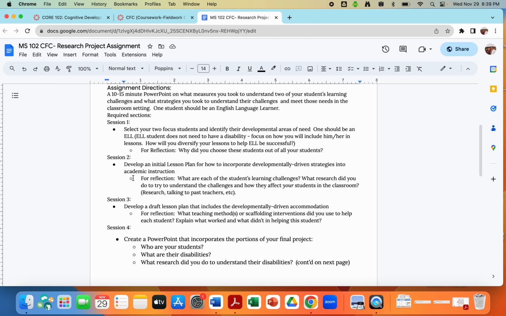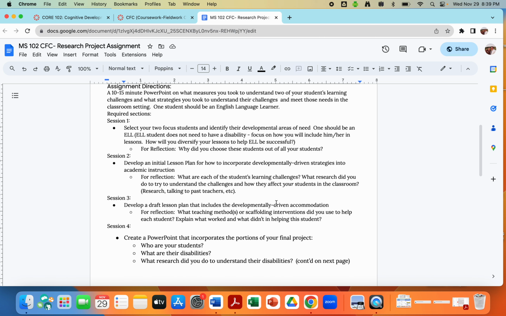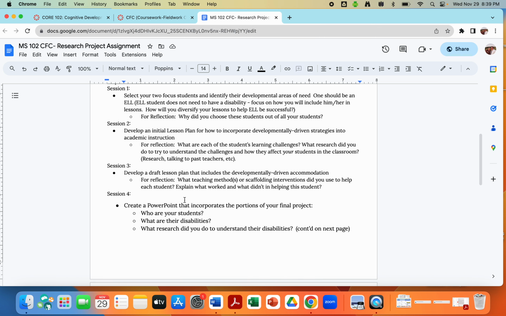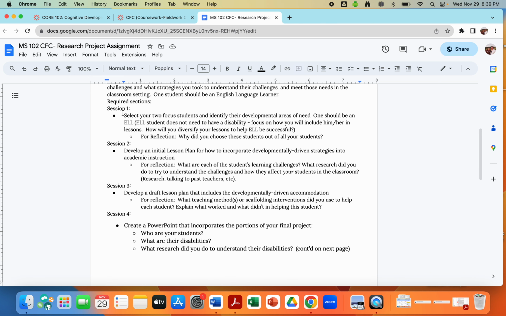And these are the required sessions. Our exit tickets we've been doing, your reflections have been your exit tickets. But these parts here are where you're going to have a slide dedicated to your 2 focus students and identify their developmental areas of need. The second slide is going to be the initial lesson plan. The third slide is going to be developing a draft lesson plan that includes developmentally driven accommodation. Then create a PowerPoint that incorporates the portions of your final project. Basically, what I'm telling you is you should have a slide that focuses on this information.